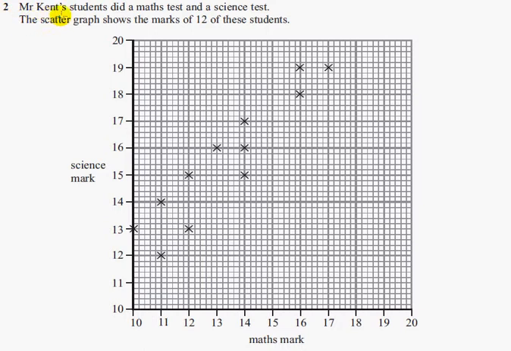Question 2. Mr. Kent's students did a maths test and a science test. The scatter graph shows the marks of 12 of these students. So on the y-axis you've got the science marks against the maths marks on the x-axis. And you can see each student has been plotted on the scatter graph.